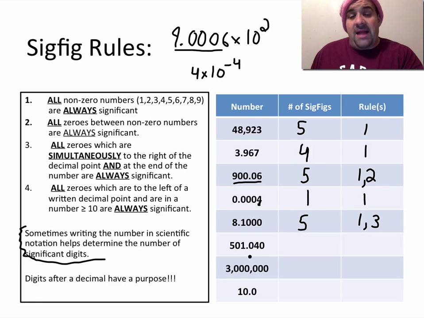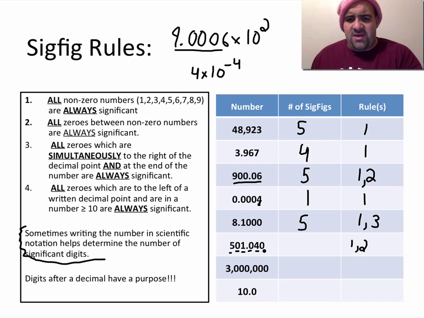And this kind of combines the other rules. We know the 5, the 1, and the 4 are significant. Why? Well, all non-zero numbers are always significant. We also know that all zeros between non-zero numbers are significant. So this zero is significant. This zero is significant. And that's rule 1 and 2.